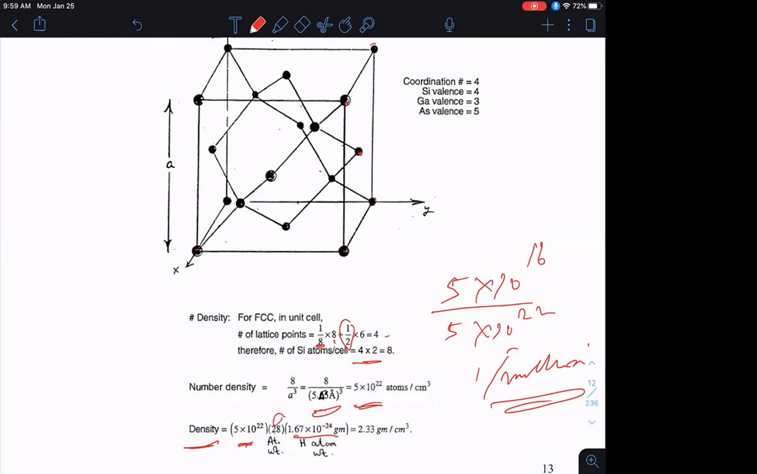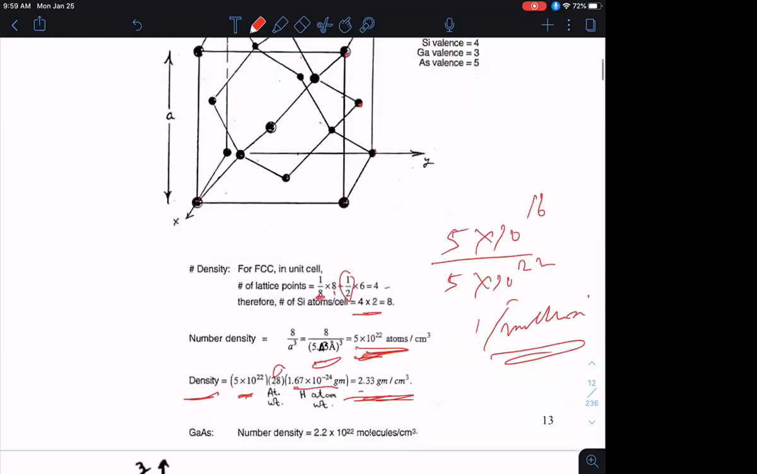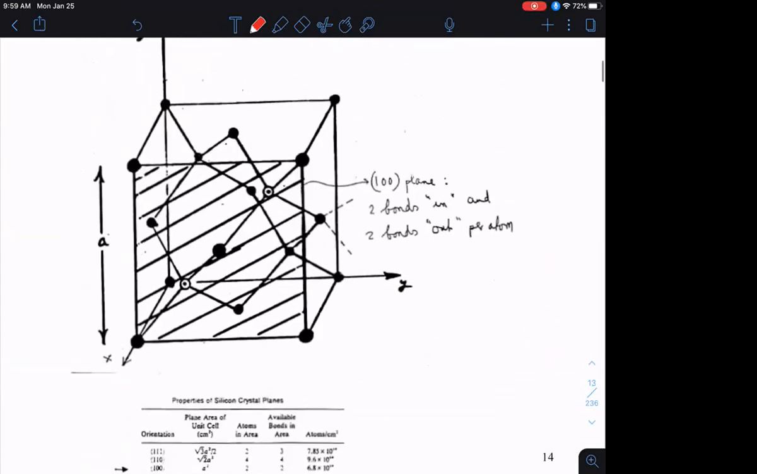If you choose the mass 28 isotope, you end up getting a density in grams per centimeter cube. Okay, so this is density in number per centimeter cube. This is density in grams per centimeter cube. So that's another type of problem that you can expect.